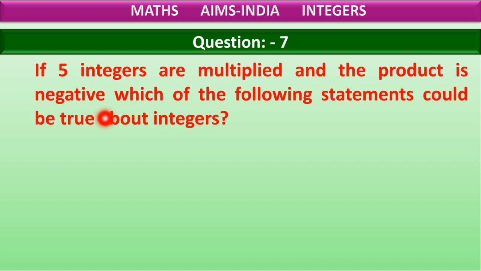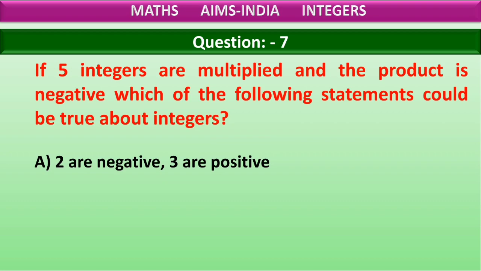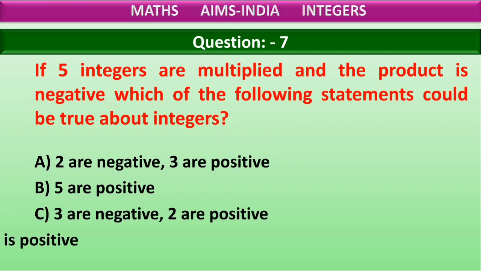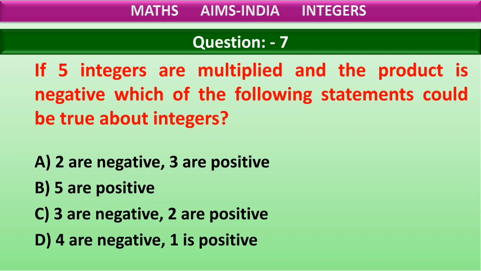If 5 integers are multiplied, listen to this carefully. If 5 integers are multiplied and the product is negative, which of the following statements could be true about those integers? There are 5 integers which are multiplied and the product is negative. Which of the following statements could be true about the integers? Option A, 2 integers are negative and 3 are positive. Option B, all 5 are positive. Option C, 3 are negative, 2 are positive. Option D, 4 are negative, 1 is positive.